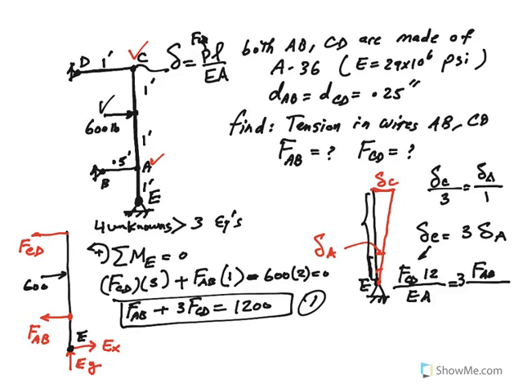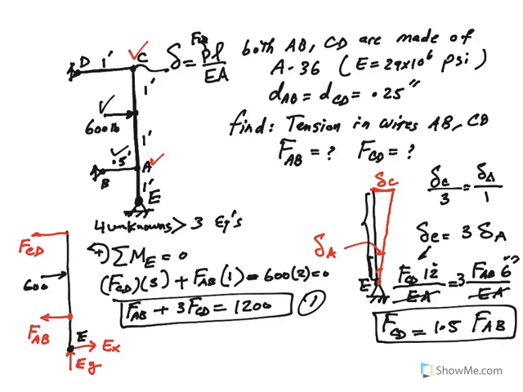Delta A is FAB times the length, which is 6 inches, half a foot. Again, if I had 1.5, it wouldn't change anything. You see how EA gets cancelled? Imagine if they weren't of the same material, you would have to consider the difference and put the different values for E and area. So what I end up getting is that FCD is 1.5 times FAB. And now this is my second equation. I can come here and instead of FCD, put 3 times 1.5 FAB equal 1200.